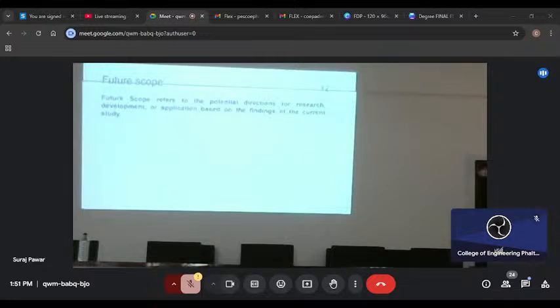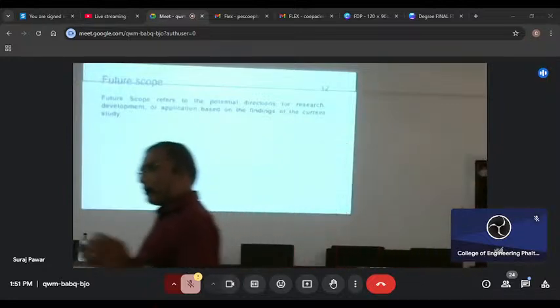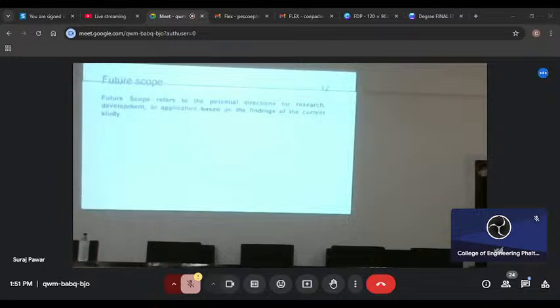Now future scope. Suppose somebody has done more work, so you can't present it in one paper. So you can write this as an extension of your study. So you can say future scope refers to the potential direction for researchers or research development and application based on findings of the current study.